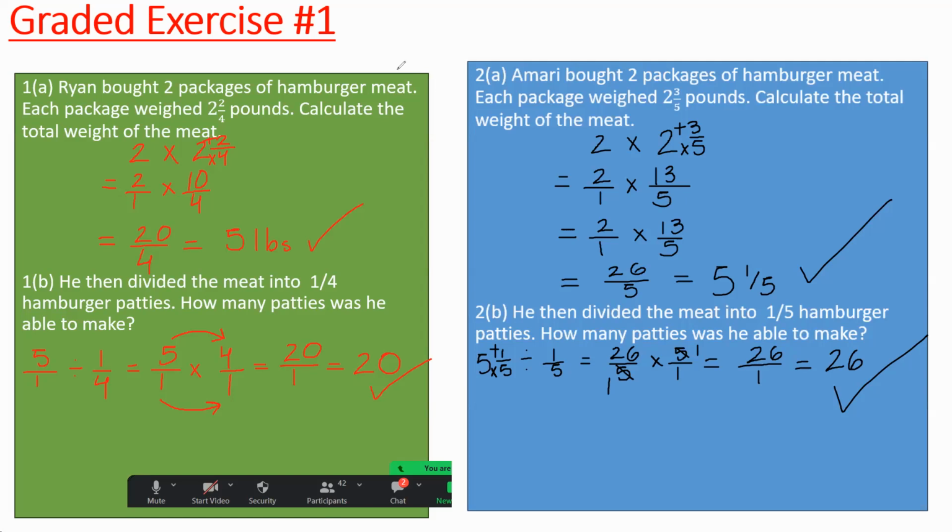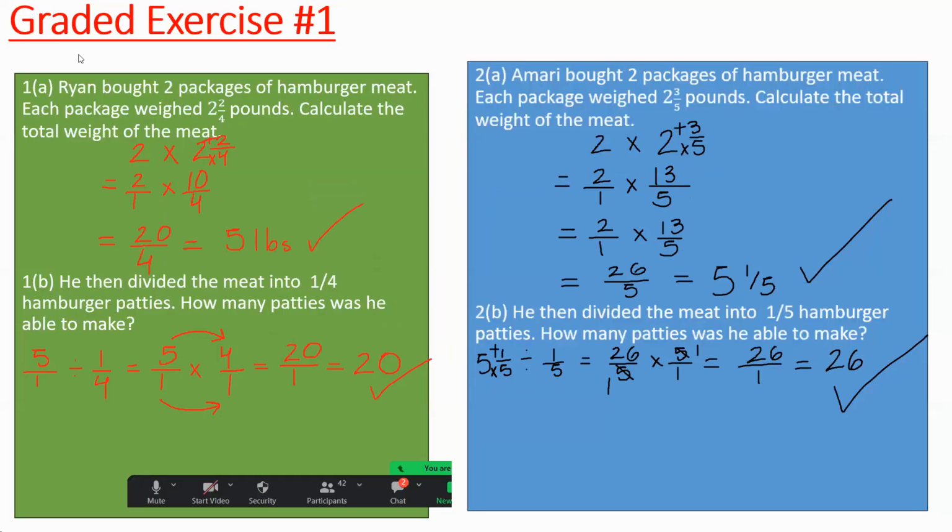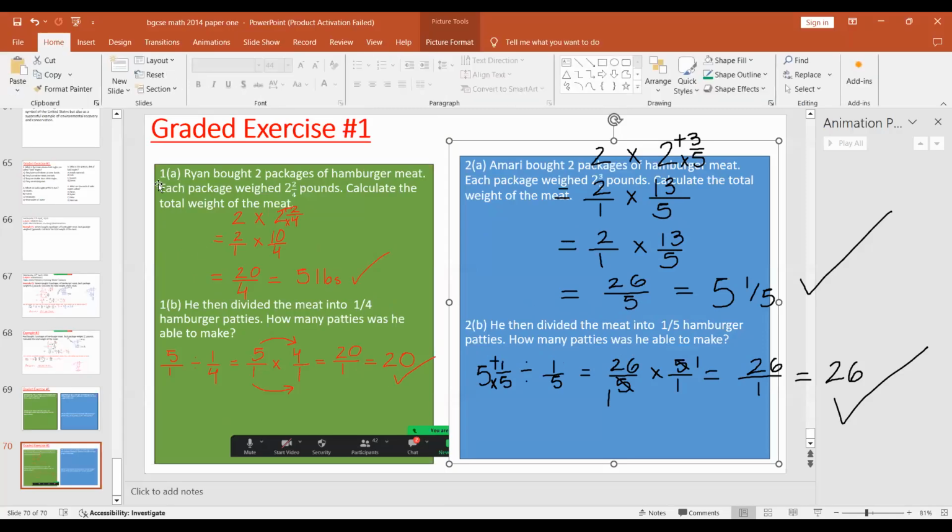So let's go ahead and do the next question, next example, example number 3. Okay, wait, let me take a screenshot of this for those persons who are still writing.